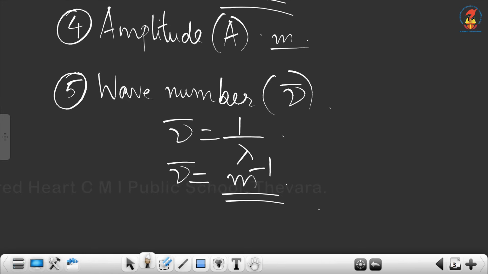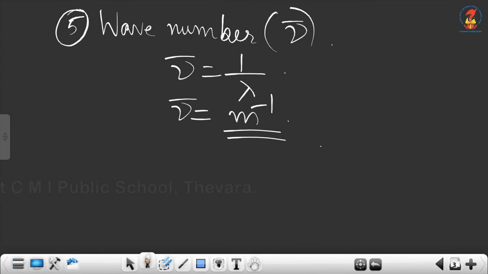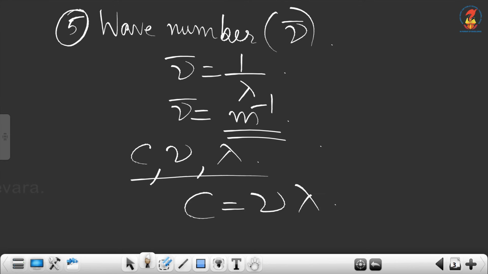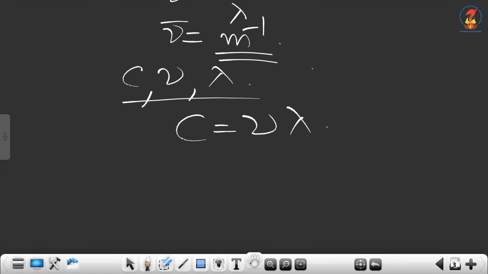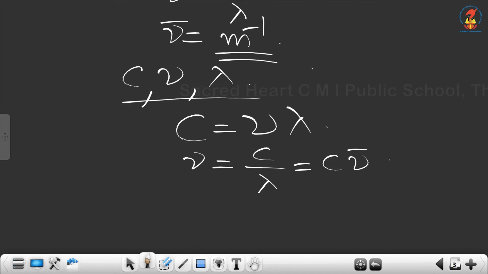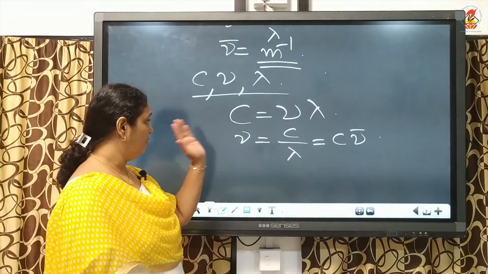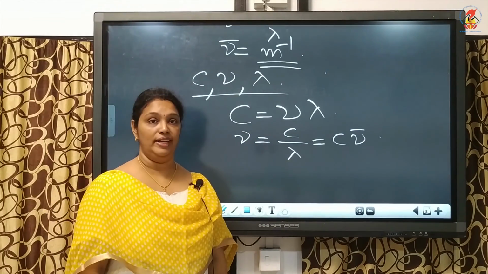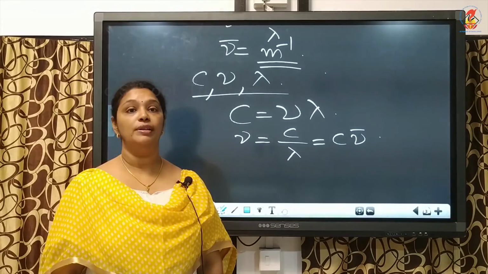Now there is a relationship between C, nu and lambda, and the relationship is C is equal to nu lambda, where C is the velocity, nu is the frequency and lambda is the wavelength. Now you can get the expression for frequency from this. Nu is equal to C by lambda, and we know 1 by lambda is nu bar, so you can write this as C nu bar. So these are the expressions that relate velocity, frequency and wavelength, that is, C is equal to nu lambda.